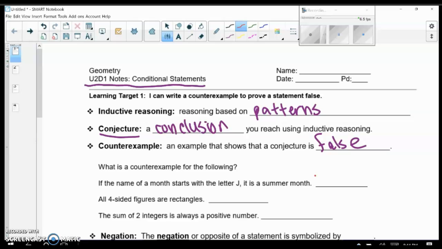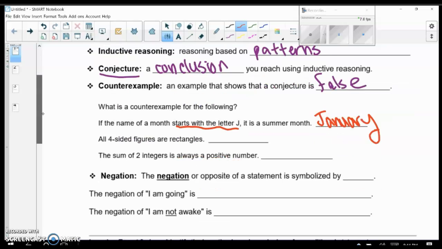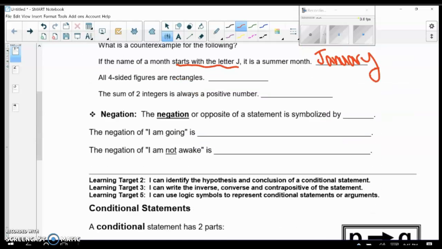So if the name of a month starts with the letter J, it's a summer month. Okay, so January would be our counterexample, right? June and July are the ones that we think of that fit the pattern, but since it starts with the letter J, but it is not a summer month, then January would be our counterexample. You can try these other two on your own. I'm not going to go through and do all of them, but use some creativity.